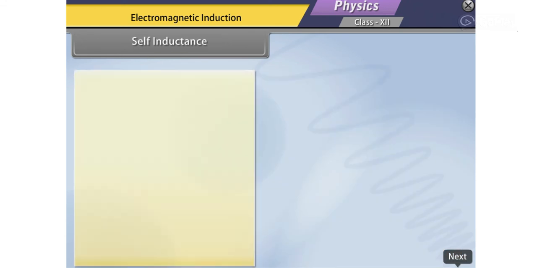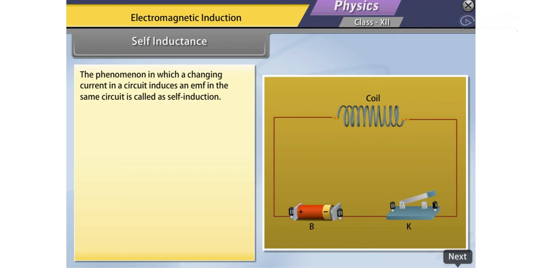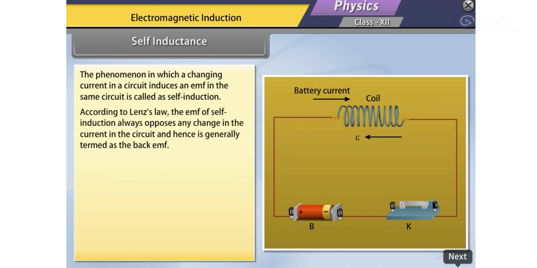Self-inductance. The phenomenon in which a changing current in a circuit induces an EMF in the same circuit is called self-induction. According to Lenz's law, the EMF of self-induction always opposes any change in the current in the circuit, and hence is generally termed as the back EMF.